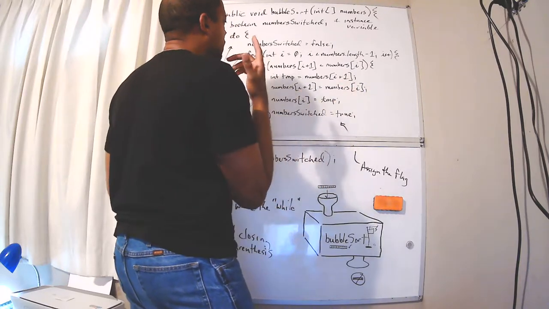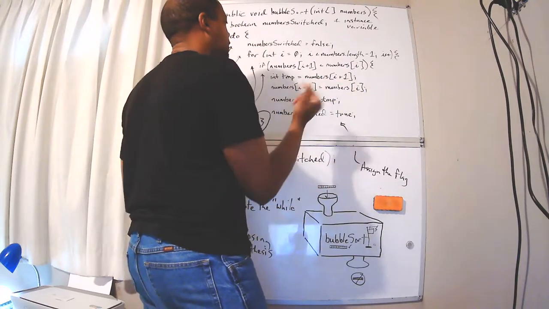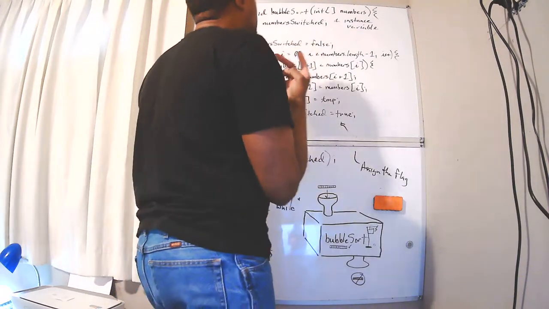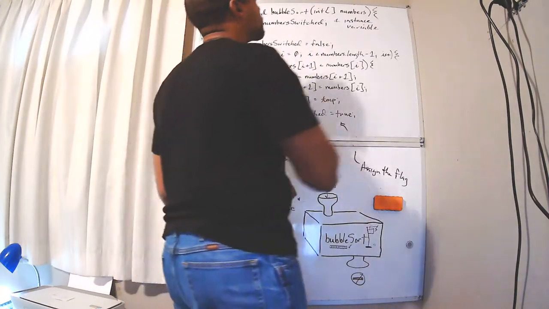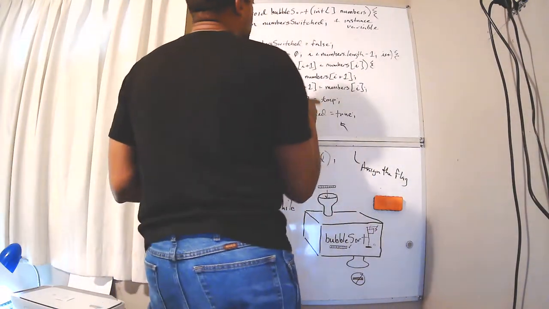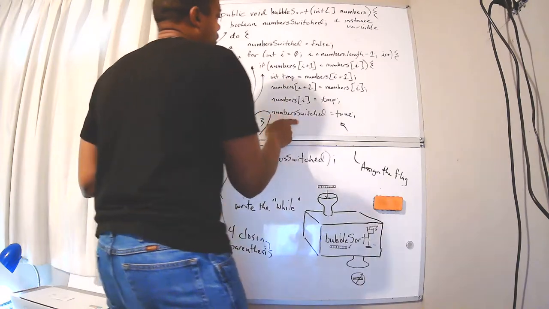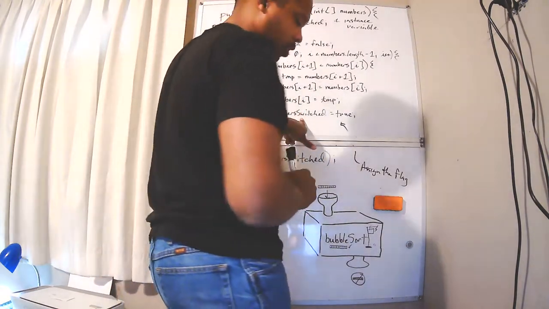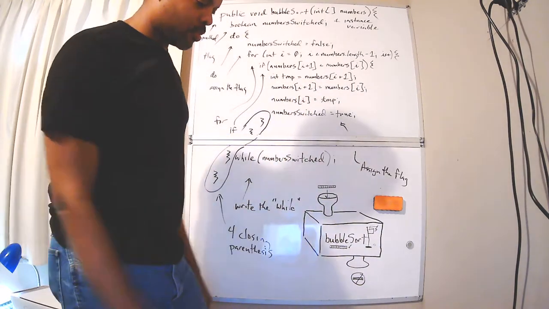Store the number on the right. We're going to swap it out with the number on the left. So the number on the left is going where the number on the right was, and then we're going to take that number that was stored on the right and put it where the number on the left was, and then we're going to set the flag to true.